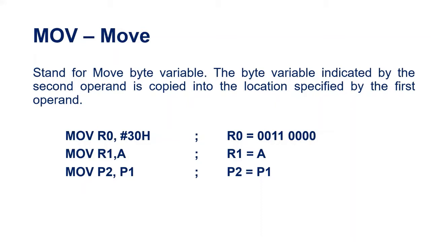So just the same with the second example natin. P1 is the source register or source port. P2 is the destination port. So whatever data na nalagay natin sa P1 will be copied to the P2. And after the execution of this code, P2 will have the same value with P1.